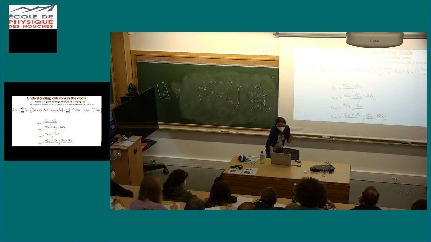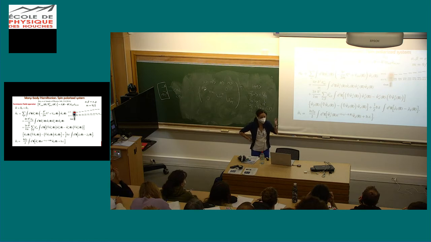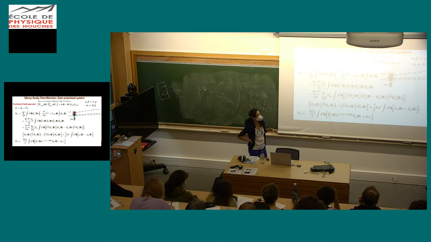Now I'm going to go for many atoms. This equation looks a little bit complicated, but it's the way that we are going to describe the many-body collisions in the clock. So we are now going to go to second quantization. In second quantization, I'm going to define the creation and annihilation field operators that create a particle at position r. Who has seen field operators before?